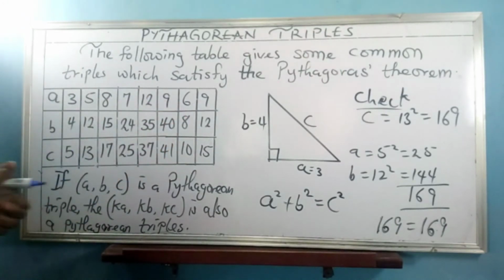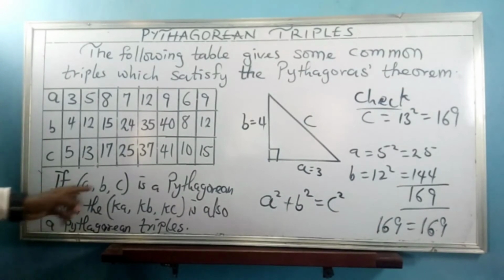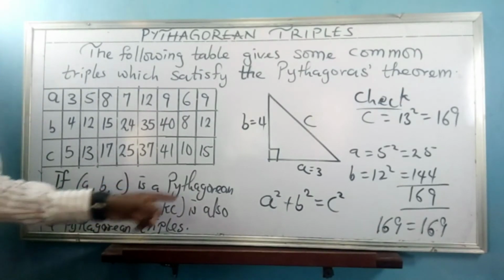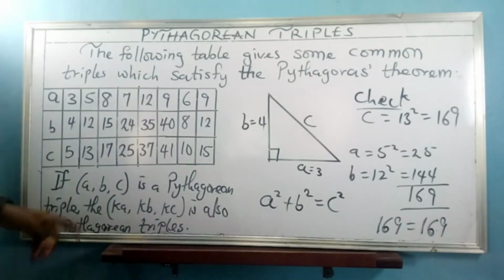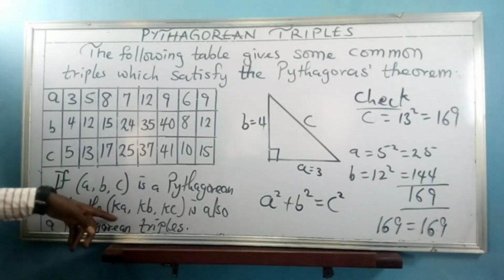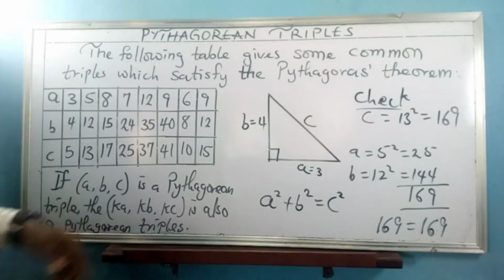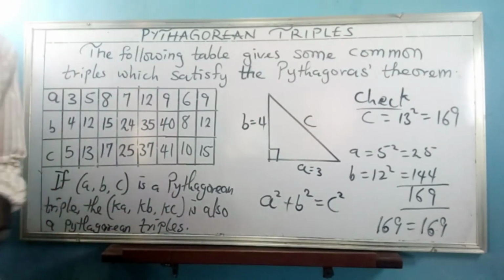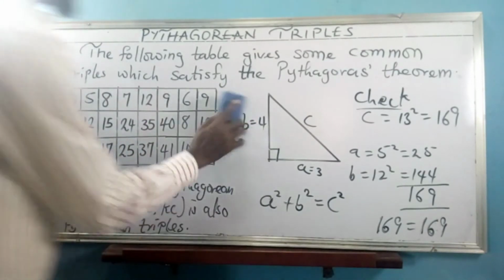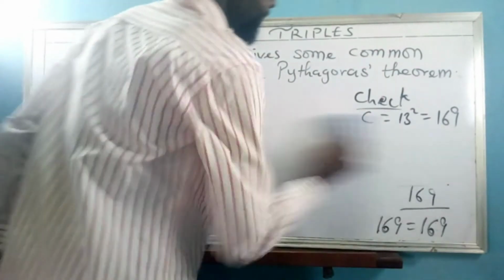Now, another thing that you need to know is that if A, B, C is a Pythagorean triple, then KA, KB, and KC is also a Pythagorean triple. What are they talking about there? Let me explain that quickly.